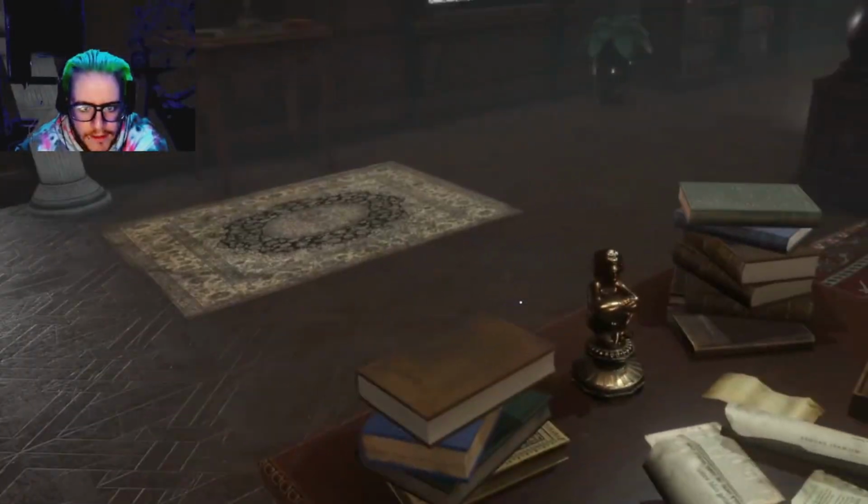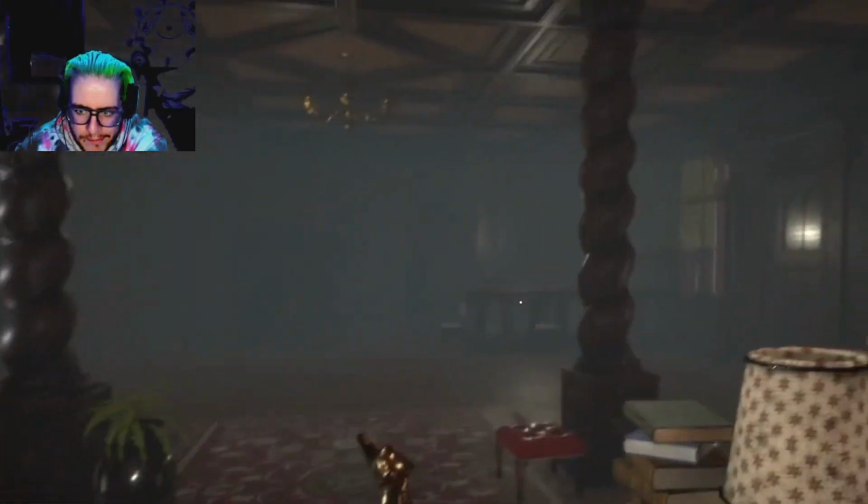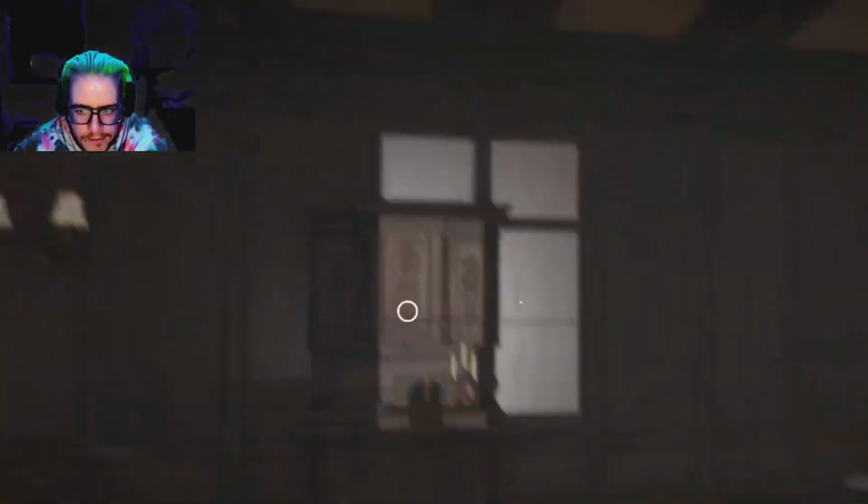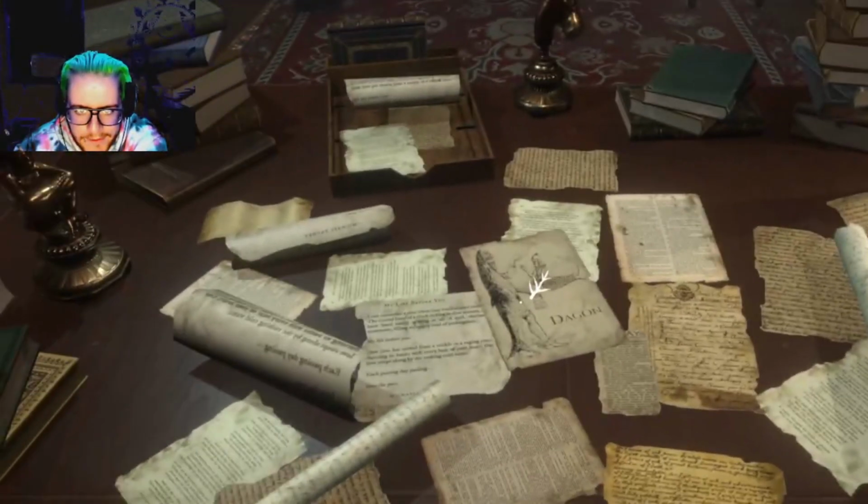Dagon, okay. God. Before we read that, let's take a look around. Let's make sure I don't particularly... Oh, okay, that's where I'm supposed to go next. That's the elder sign. Okay, let's take a look at this.